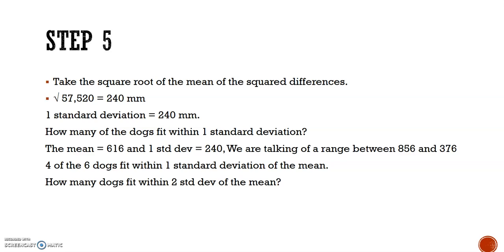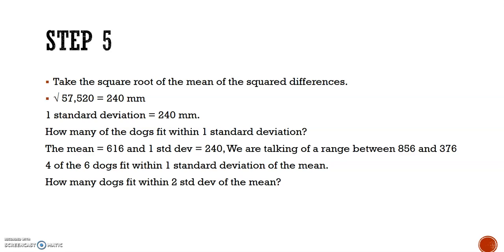We take the square root of the mean of the squared differences. So the square root of 57,520 equals 240 millimeters. So that is the standard deviation, that's one standard deviation. Now, how many dogs fit within one standard deviation? If the mean is 616 and one standard deviation is 240, we're talking about a range of 376 to 856. So 4 of the 6 dogs fit within one standard deviation of the mean.